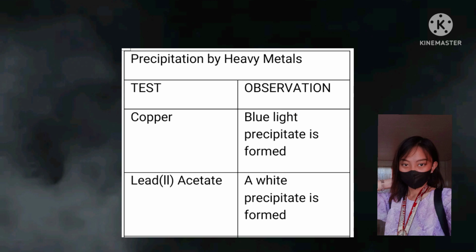Now for precipitation by heavy metals. For our samples, we have copper sulfate and lead acetate. For our observations, copper sulfate resulted in a blue precipitate, while lead acetate resulted in a whitish precipitate.